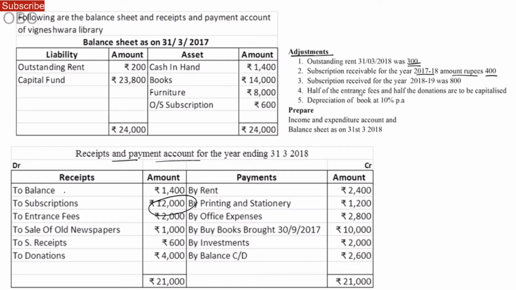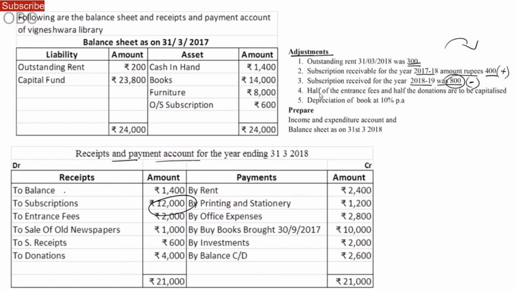Next, subscription received for the year 2018-19 was 800. Here in this adjustment they are saying that this year they received 800 rupees as a subscription, but the subscription belongs to the next year, so you need to subtract this 800 because that is in 18-19, that is next year. So instead of saying subscription received in advance, they twisted it a bit and wrote subscription received in 18-19 in order to confuse students. So simple, nothing complicated there. You need to analyze like this: the current year is 17 to 18. If they give 18 to 19, that's obviously the next year.